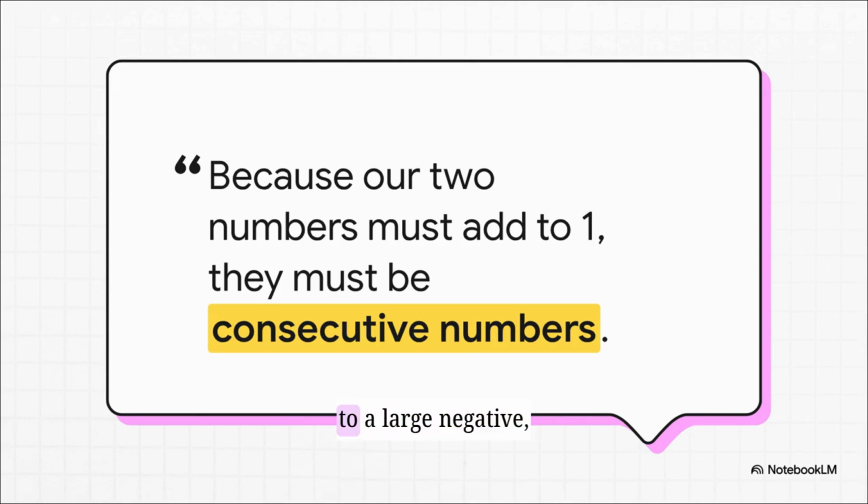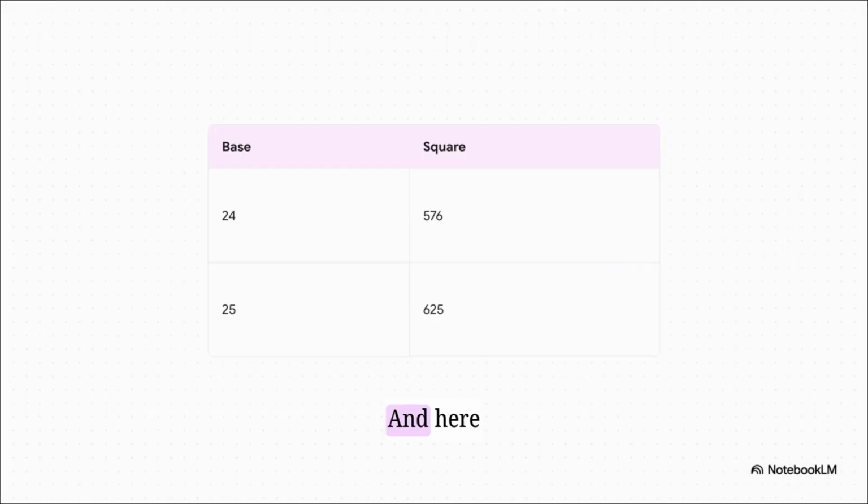If 2 numbers multiply to a large negative, one's got to be positive and one's got to be negative, right? And if they add up to exactly positive 1, their absolute values are just 1 digit apart. They are sitting right next to each other on the number line. Think about it. 5 and negative 4 add to 1. 10 and negative 9 add to 1. We just need consecutive numbers that multiply to something around 600. And here is where we unlock a pretty brilliant shortcut.